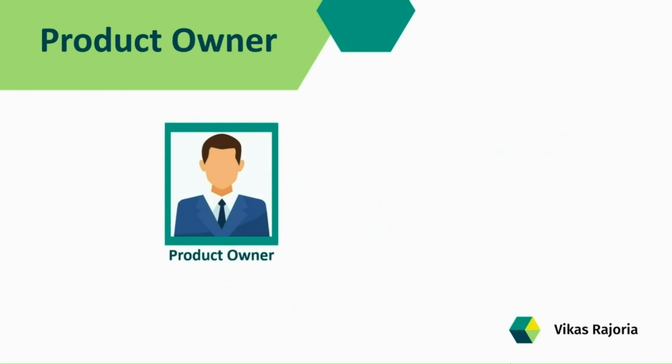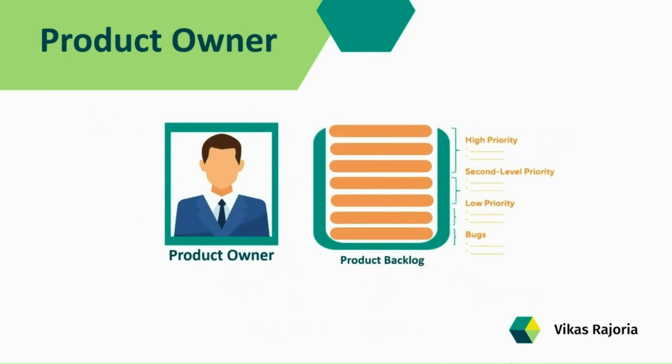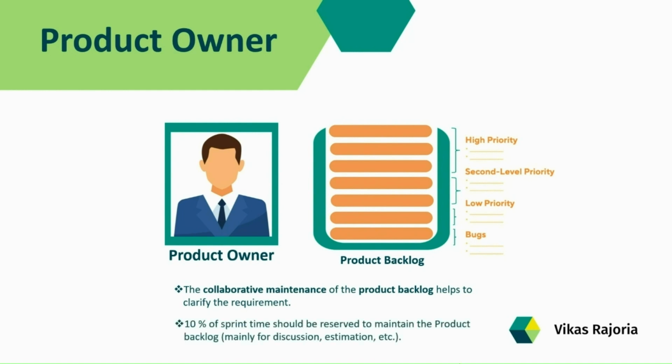So it's the product owner's responsibility to make sure that the backlog items are in good shape, and it is a collaborative process. The collaborative maintenance of the product backlog helps to clarify the requirements. During the sprint in the Scrum framework, 10% of the total time should be reserved for maintaining the product backlog, mainly for discussion, estimation, or other activities.